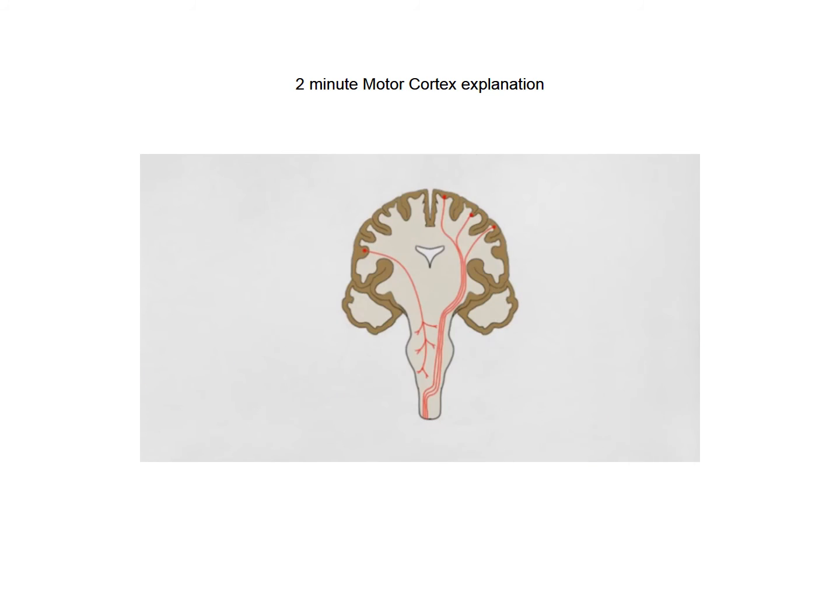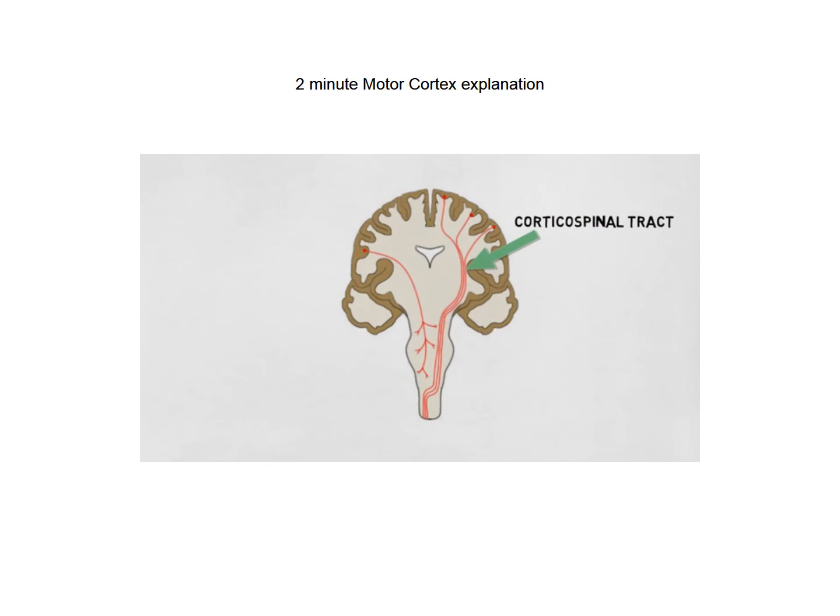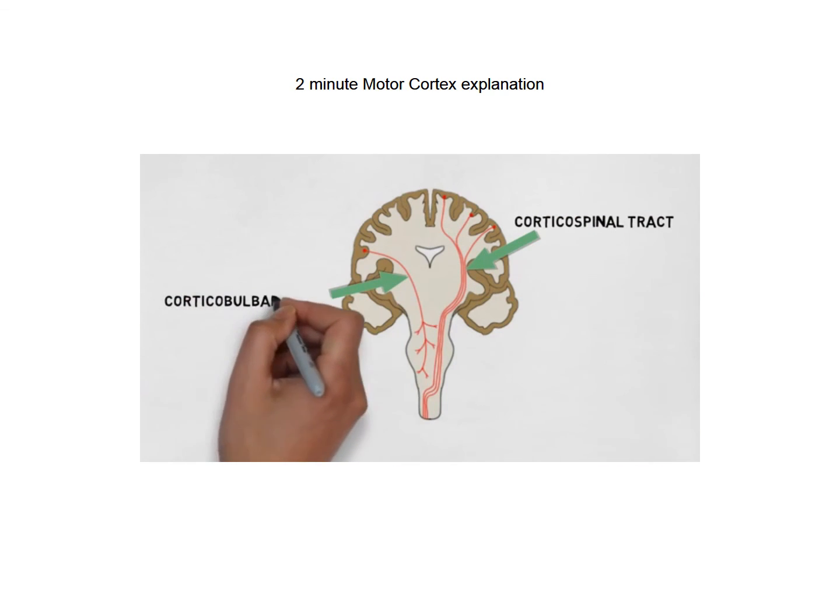Most of the neurons that travel from the primary motor cortex carrying signals regarding movement will enter one of two major motor pathways, the corticospinal or corticobulbar tracts. The corticospinal tract carries movement-related signals to the spinal cord to cause movement of the body, while the corticobulbar tract carries signals to the brainstem to cause movement of the head, neck, and face.